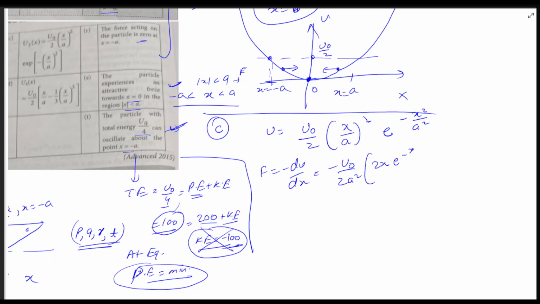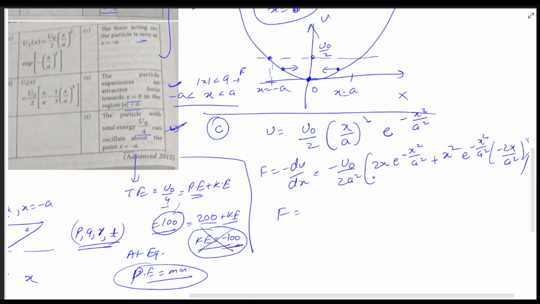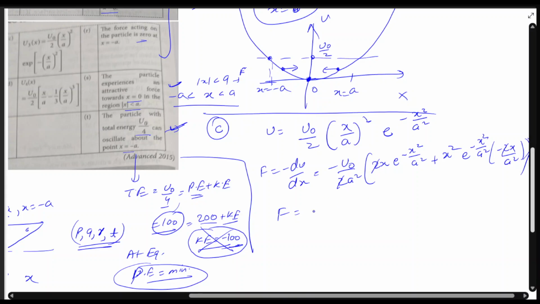It will be 2x e to the power minus x square by a square plus x square. Differentiation of exponential will be the same, but we have to use the chain rule. It will be minus 2x upon a square. Okay, so force will be, so the things which are common we can take out. So 2 will get cancelled. Okay, so it's minus U naught by a square. We can take x and e to the power minus x square by a square as common. Okay, so we are left with 1 minus x square by a square, right?